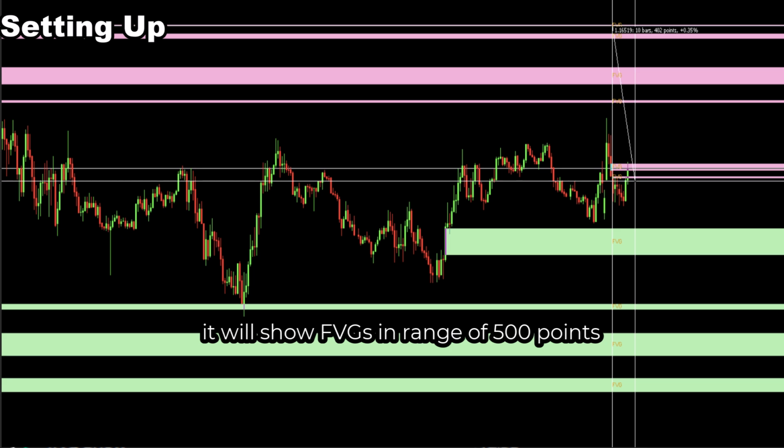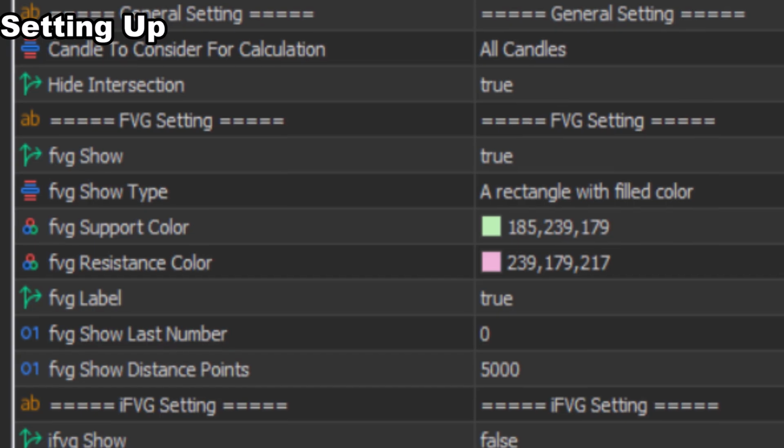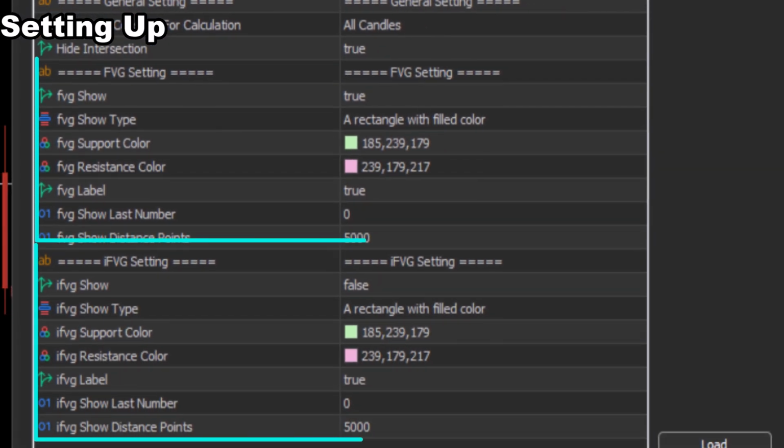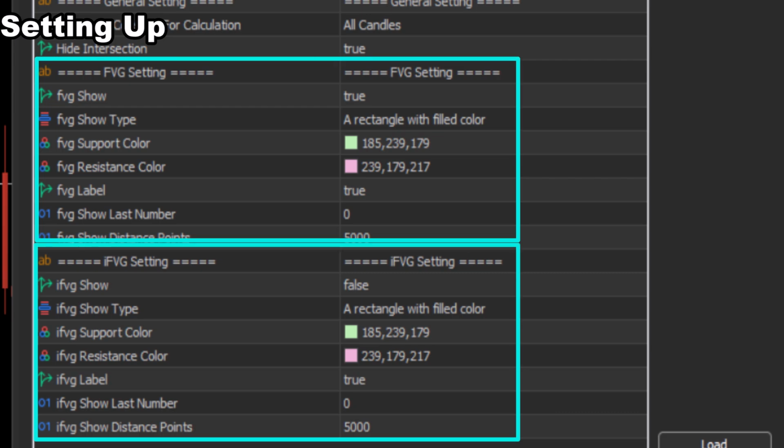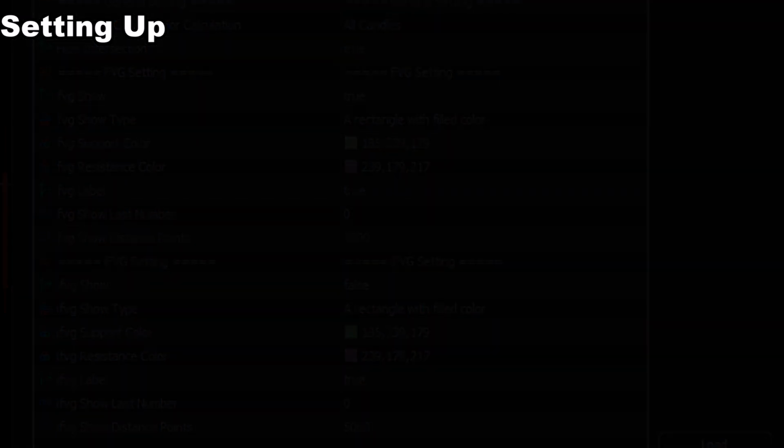And if you're not sure what a point means, it's the smallest price movement on the chart, 5 decimal places for Euro USD and 2 for gold. As you can see, the iFVG settings are almost identical to the FVG ones, so we won't go through them one by one. Just know that every setting available for FVGs is also available for iFVGs.